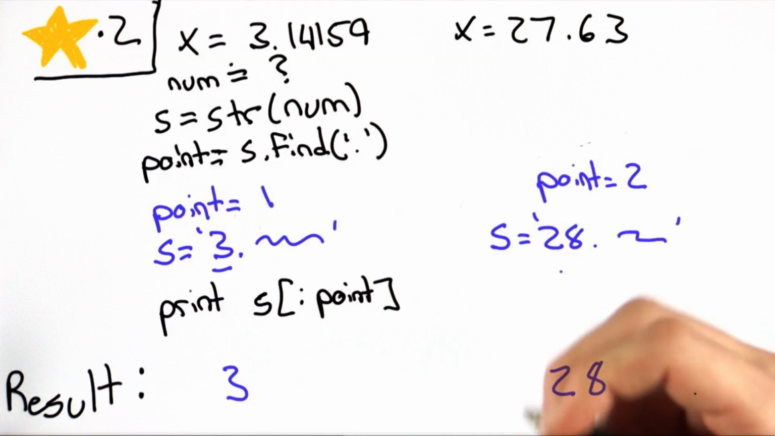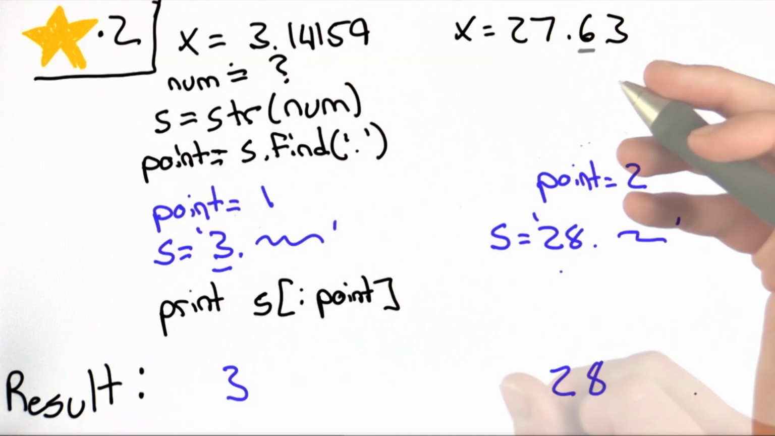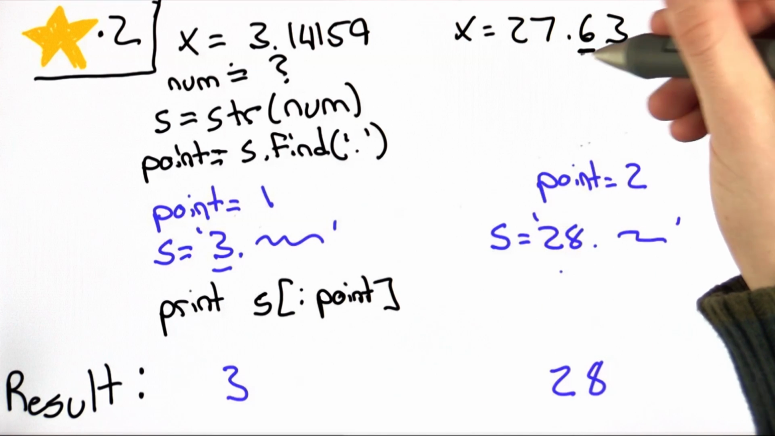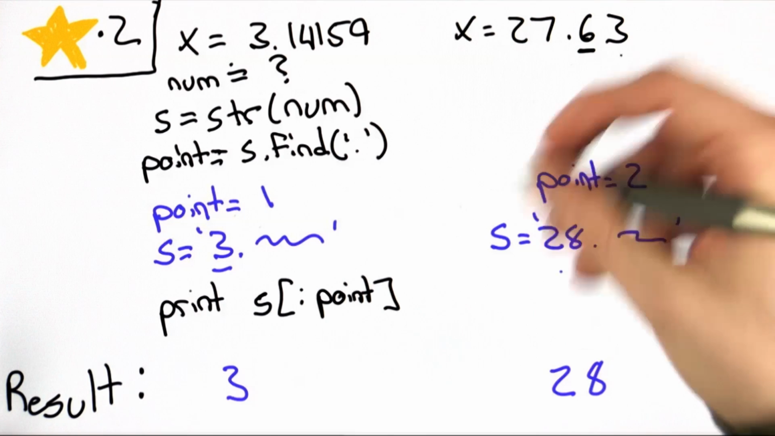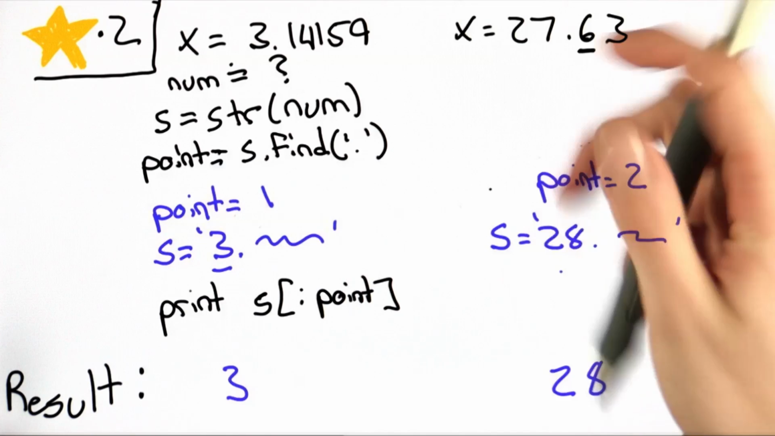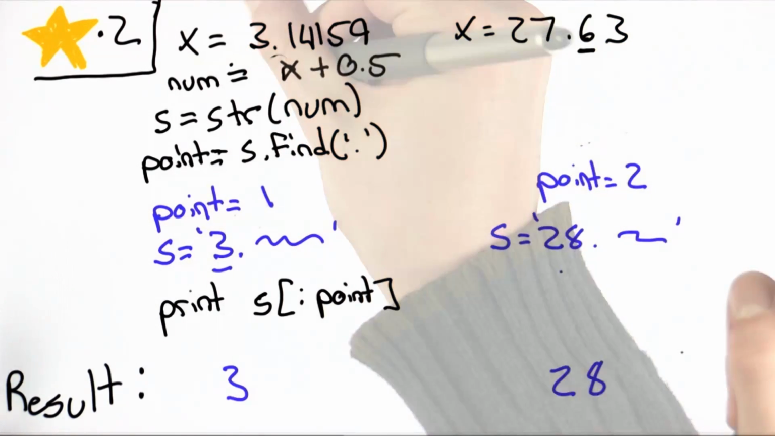We want this method to work for any number x, not just the 2 we have listed here. So if the 10th place is 0.5 or greater, we want to increase the entire number x to the next nearest whole number. One way to do this is by simply adding 0.5. And we're done.